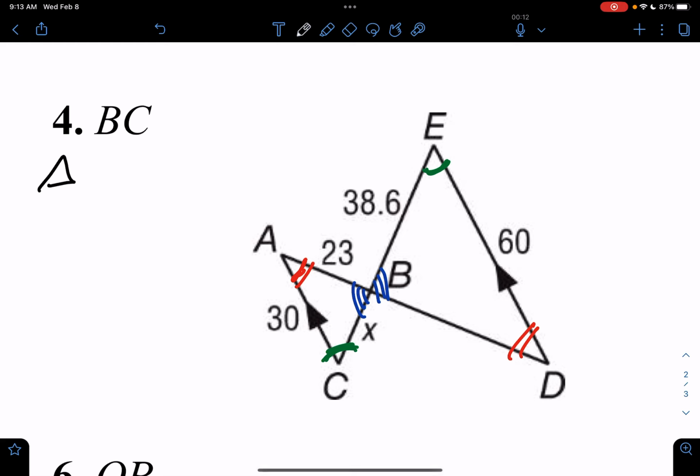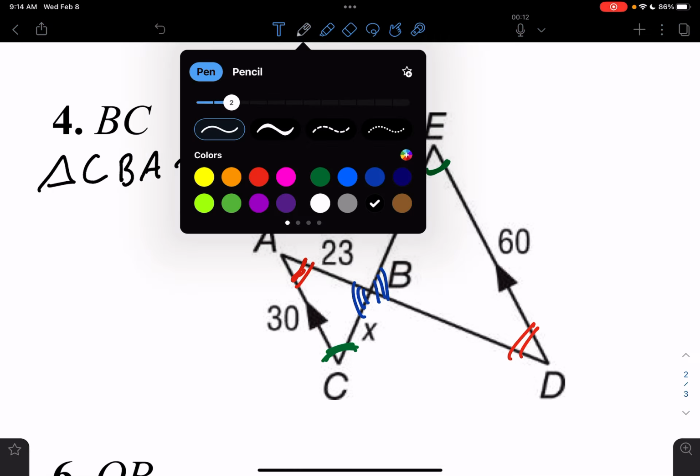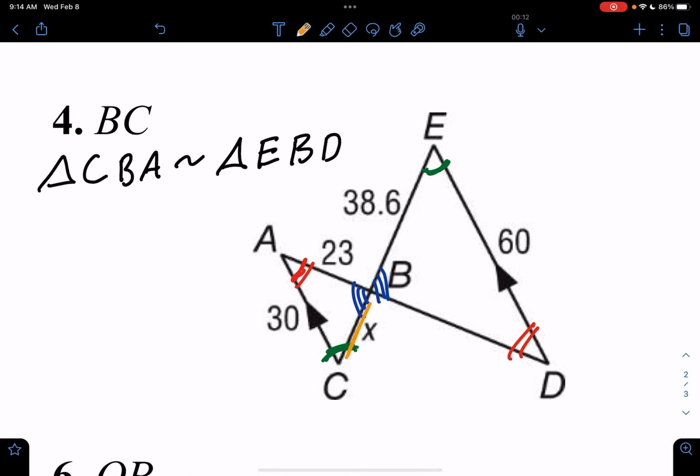Okay? So I'm going to start by saying that triangle, I'm going to say it like this. C, B, A, similar, and I'm going to say green, blue, red, similar to triangle green, which is E, blue, red. Right? So now the next question is, what is X? Okay, so I want you to look at X. X is in between B and C. Okay, let me get another color here. This one, this is the one that we want to find.